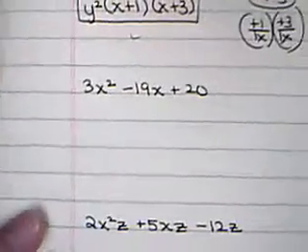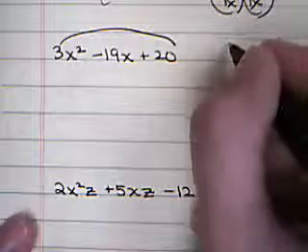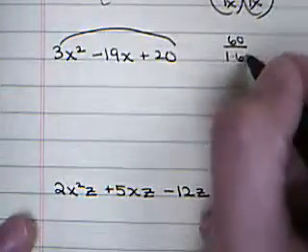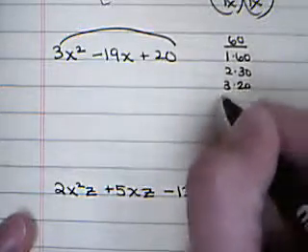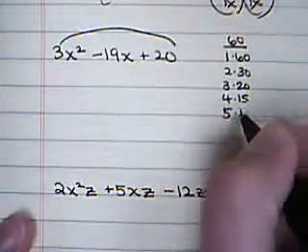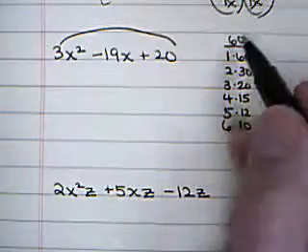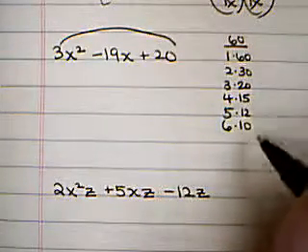In the next example, we cannot factor anything out of these three terms. So we would go ahead and say 3 times 20 is going to give us 60. The factors of 60 are 1 times 60, 2 times 30, 3 times 20, 4 times 15, 5 times 12, and 6 times 10. It has a lot more factors, but it helps to write everything out so that you don't miss a pair that you could use.